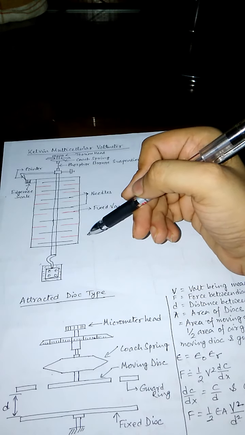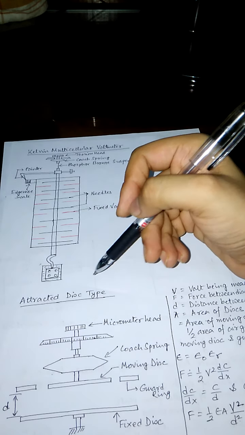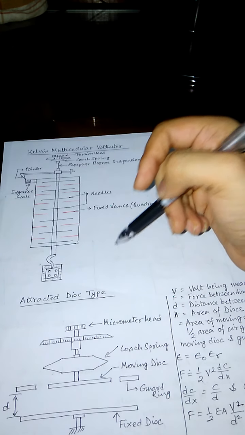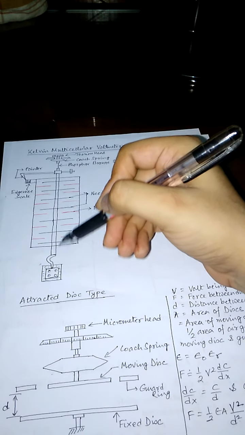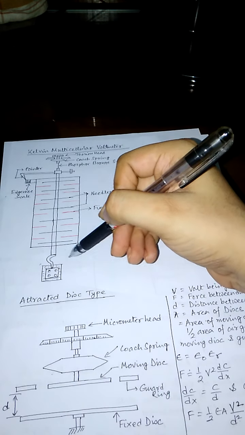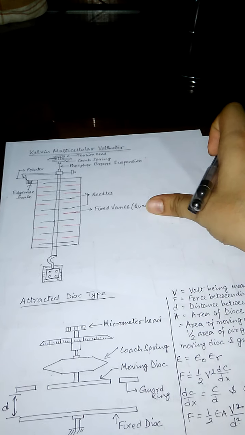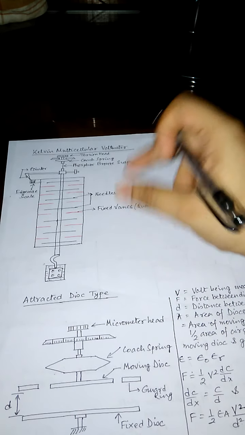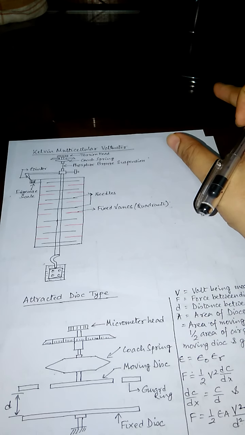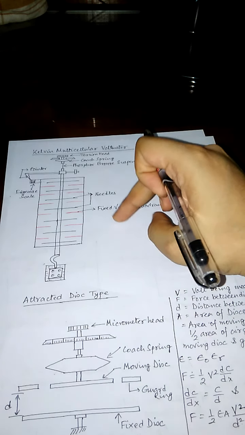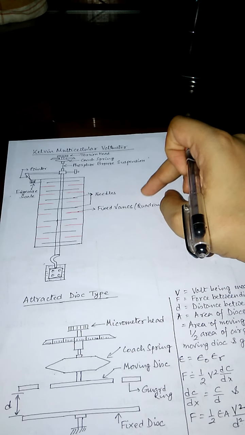Here is another arrangement: the damping is done using an oil dashpot. So the damping torque is provided by the oil dashpot, whereas in the earlier arrangement the damping torque was provided by eddy current damping. Now this is the Kelvin multicellular voltmeter.